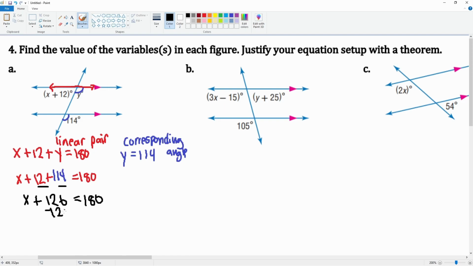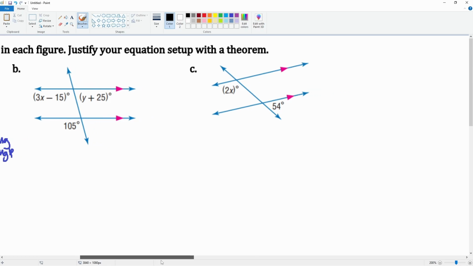You minus 126 to both sides. This cancels. x is equal to 180 minus 126. This gets you 54. Okay. Let's look at B here.